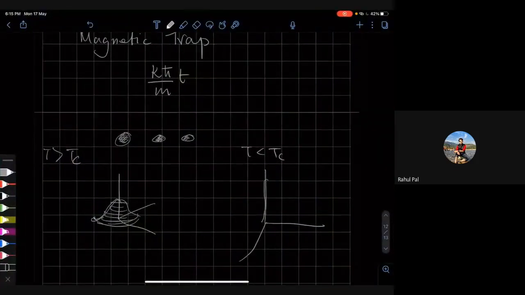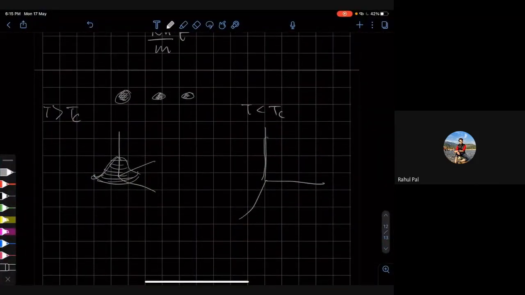Okay, so for t less than tc, they found that this was a lot more sharp. Now, just a side note, this peak is not at p equals 0 because of Heisenberg. Because of the Heisenberg uncertainty principle, you can't have a particle which has 0 momentum. So this would violate the Heisenberg uncertainty principle.